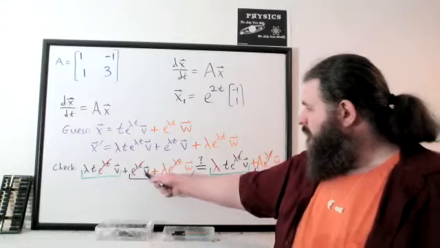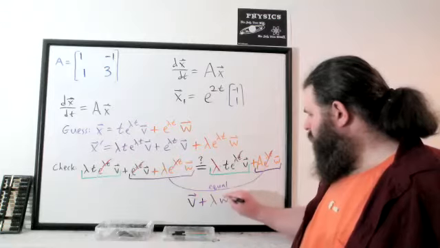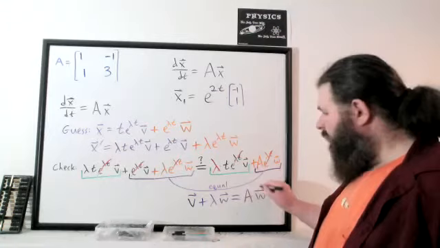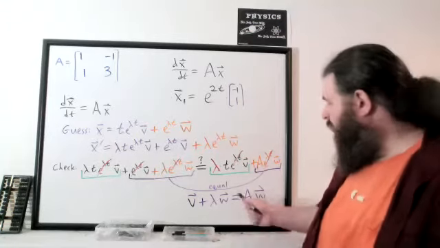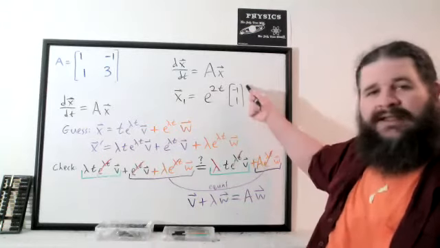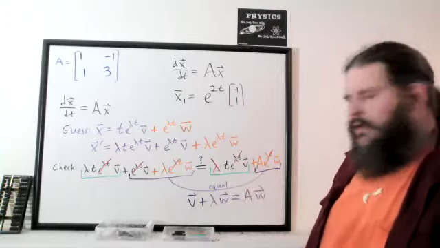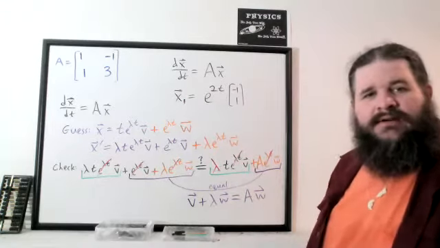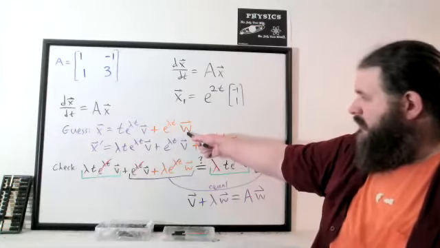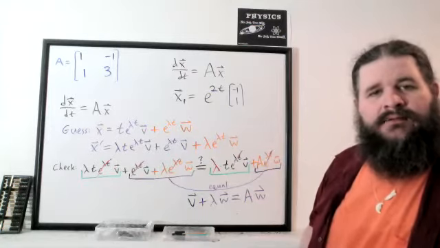We now just have v plus lambda w must equal Aw. And now we have an equation we can solve for w, because A is the original matrix, v is the eigenvector we already have, -1, 1. Lambda is the eigenvalue we already have, 2. And w is the only unknown left here. So we just need to solve this equation for w, and we'll have this new vector that we will use to finish off our second solution. Any questions on that so far?